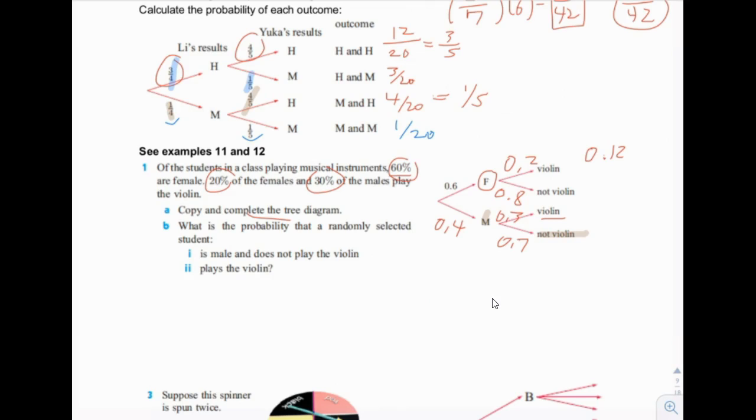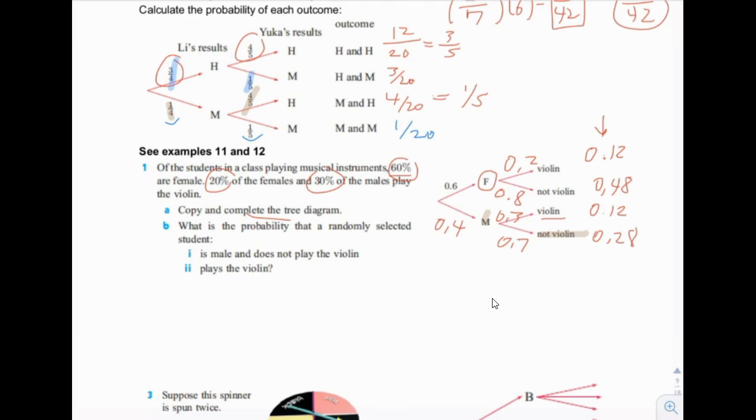0.8 times 0.6 is going to be 0.48. 0.3 times 0.4 is also 0.12. And 0.4 times 0.7 is 0.28. Did you know that if we add up all these, we theoretically should get exactly 1? So 0.12 plus 0.48 is 0.6, plus 0.12 is going to give us 0.72, and 0.72 plus 0.28 is 1.0. So we succeed. That's a good check to do. If you total up all these probabilities, then you should always get 1.